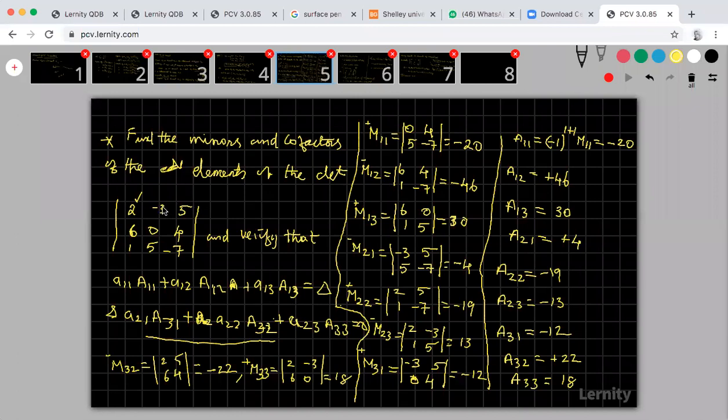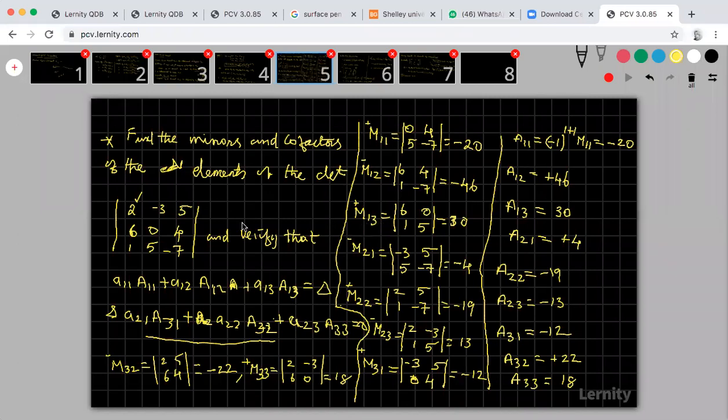How am I getting this? This M12 means this element, minus 3. I am finding the minor of this minus 3, which is the first row, second element. That's why I'm writing 1, 2. So leave this column and leave this row. Take the remaining 6, 4, 1, minus 7 and find the determinant. 2 cross 2: 6 sevens are 42, so this is minus 42, and this is minus 4. Minus 42 minus 4 is minus 46.